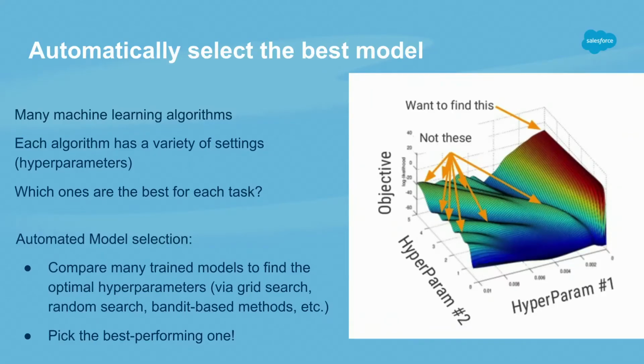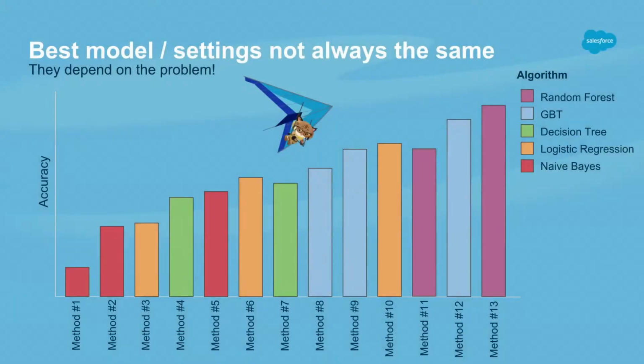So the idea is just to train a bunch of models and pick the best performing one on this data. And it's not always going to be the same model. An example of what you might get if you're training lots of different models with different hyperparameters is this graph that's measuring the accuracy of different models with different parameters.